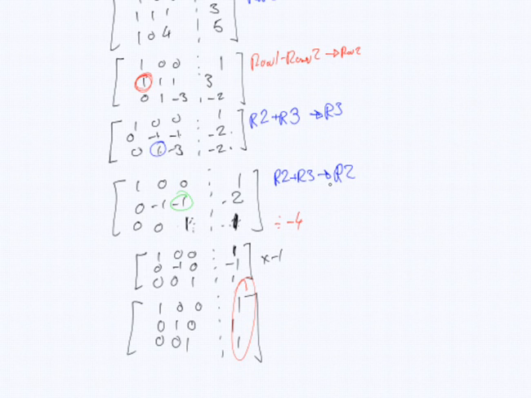3 minus 5, minus 2. Okay, and we just want to get rid of this guy as well. So how can I kill him? Row 1 minus row 2 and put the answer on row 2. So let's do that. 1 minus 1, 0. 0 minus 1, minus 1. 0 minus 1, minus 1. 1 minus 3, minus 2. 1, 0, 0, 1. 0, 1, minus 3, minus 2.